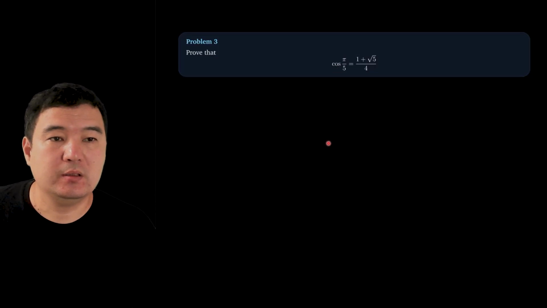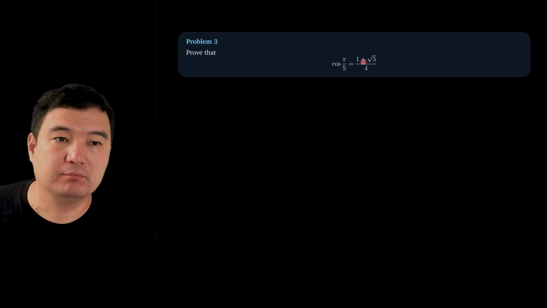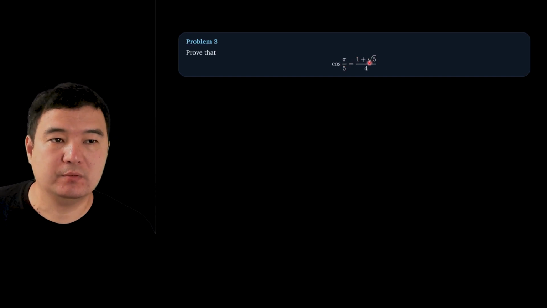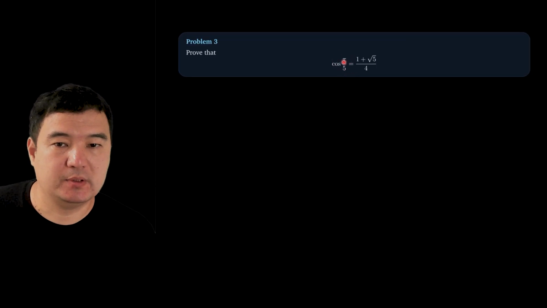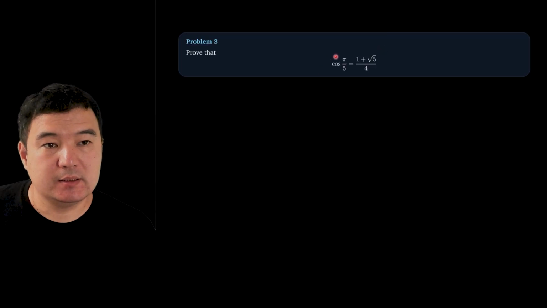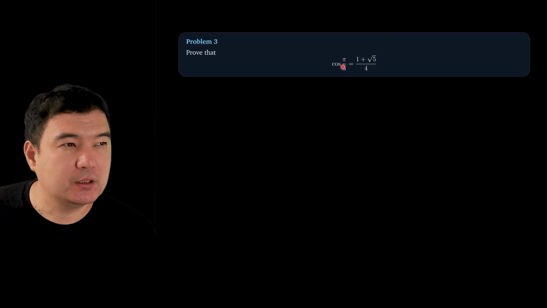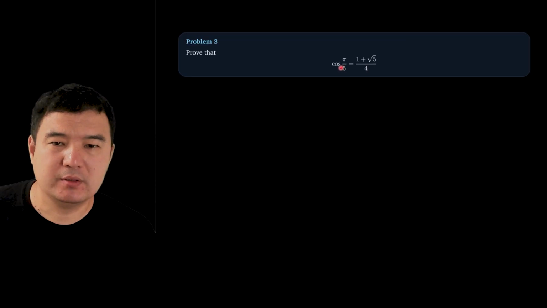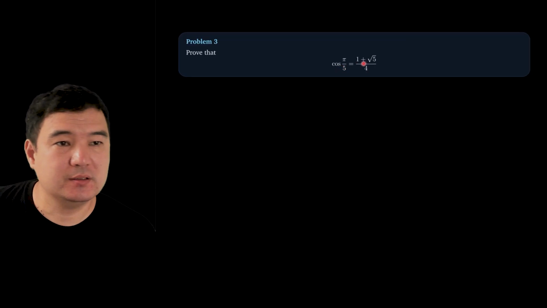And the last one is, let's find cosine pi over 5. So we are given that it's 1 plus root of 5 over 4, but basically we want to find this expression, right? The value of cosine pi over 5. Since pi over 5 is exactly 36 degrees, what you want to do is to find the exact value.